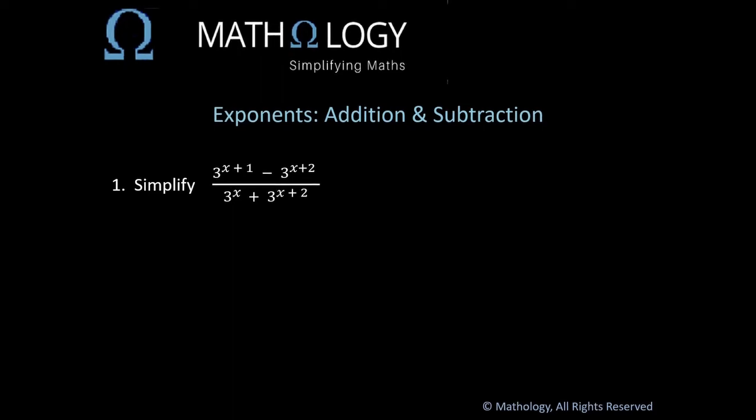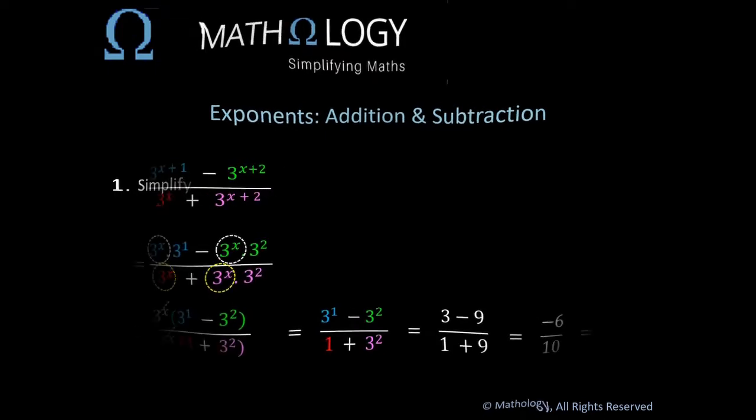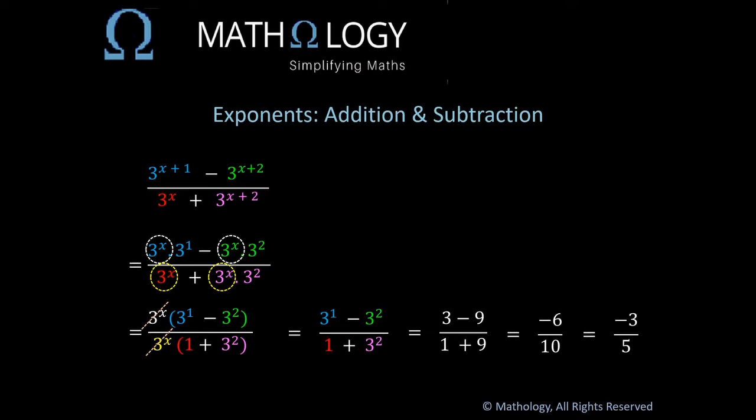When the operations addition and subtraction are also involved, we need to factorize the numerator and denominator first, before simplifying further. So, to simplify this problem, we will first need to break up the powers, by applying the reverse of the first law of exponents. In other words, 3 to the x plus 1, equals, 3 to the x times 3 to the 1. And 3 to the x plus 2, equals, 3 to the x times 3 to the x.